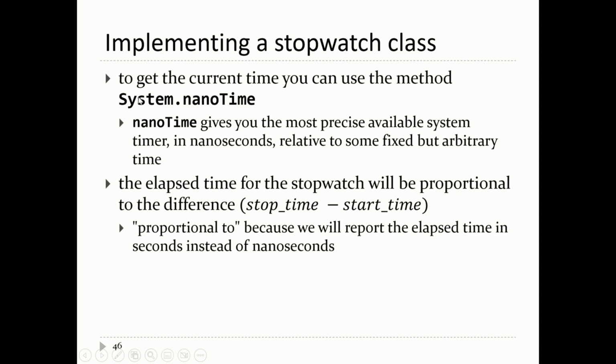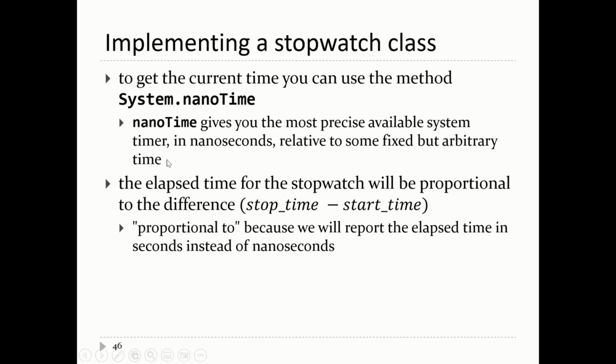There's a method called System.nanoTime. nanoTime is the method that gives you the most precise available system time in nanoseconds, so 10 to the minus 9 seconds, relative to some fixed but arbitrary time. What that means is that a nanoTime of 0 doesn't actually mean anything. Whenever you call nanoTime, it just gives you back some number. If you call it again, it gives you back another number. If you subtract the two numbers, that gives you the elapsed time.